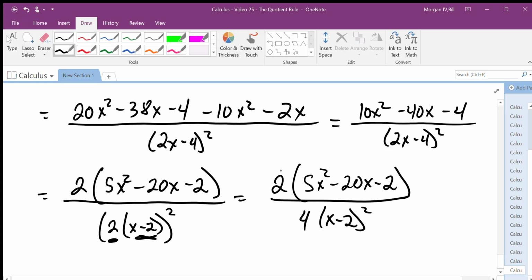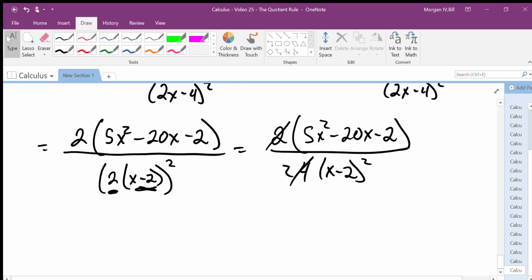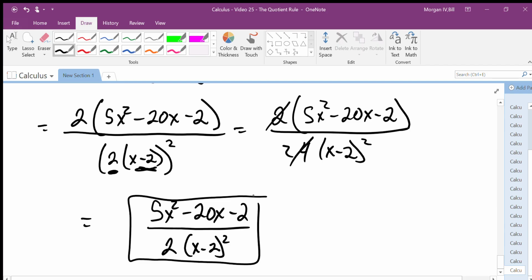The 2 and the 4 cancel out, the 4 becoming a 2. Looking at the 5x squared minus 20x minus 2, see if it factors. It doesn't. Nothing is going to multiply to negative 10 and add to negative 20. Therefore, our final answer is this: 5x squared minus 20x minus 2 divided by 2 times x minus 2 squared. Quotient rule. That's h prime of x.